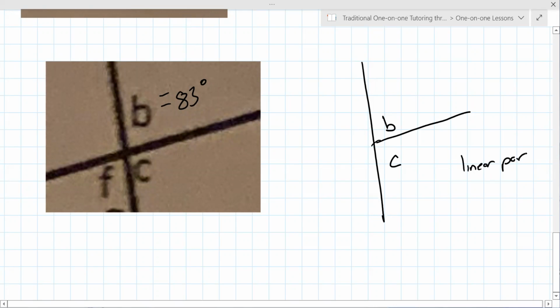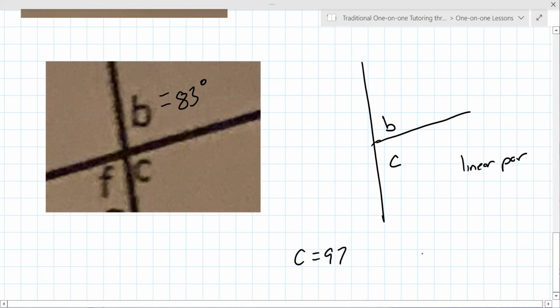Definitely. What does a linear pair add up to? 180 degrees. So here you have to actually solve for C. You can't just say C is 83 because it's not. I guess you just subtract 80 from 180, and that would be 97. C equals 97.